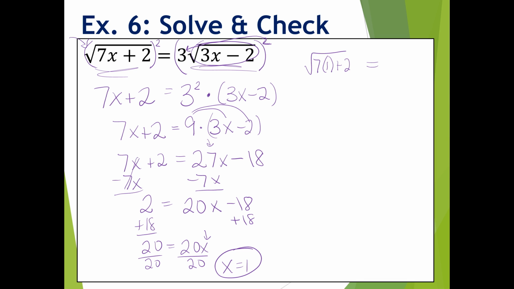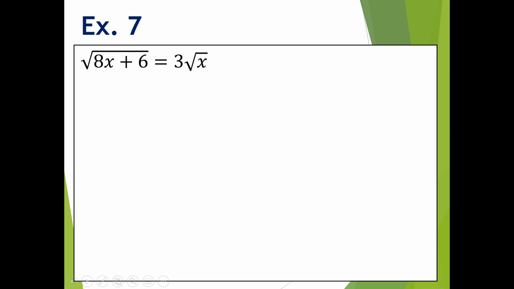Again, we're plugging 1 in for both of our x's. Does this equal 3 times the square root of 3 times 1 minus 2? 7 times 1 is 7, plus 2 is 9. And then 3 times 1 is 3, minus 2 is 1. The square root of 9 is 3, and the square root of 1 is 1. So does 3 equal 3 times 1? Yes, it does. So our answer was indeed x equals 1. That works.